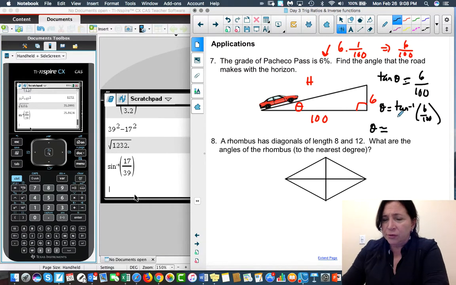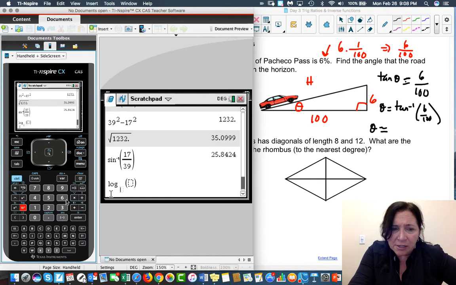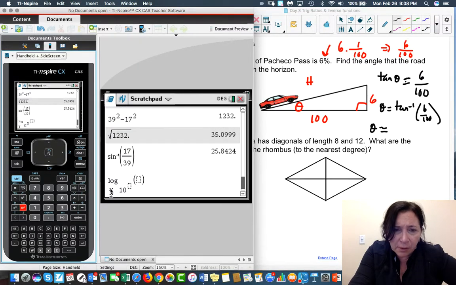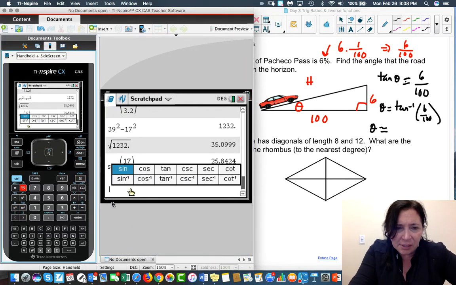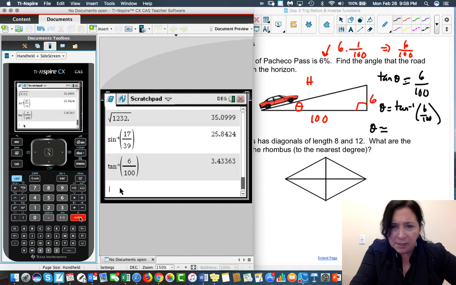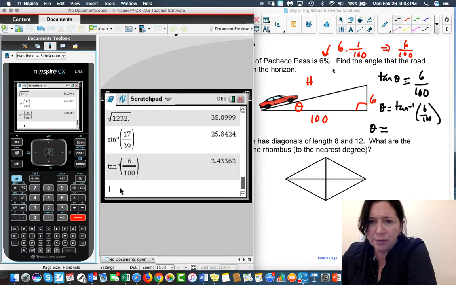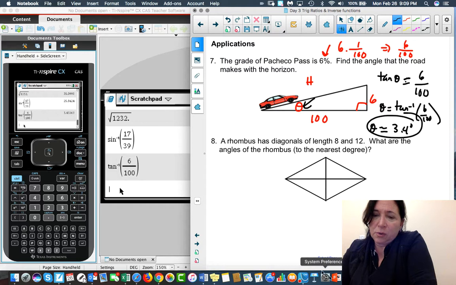And so I'm going to approximate that. I'm going to say, well, trig function, arctangent, okay, that's not what I wanted. Let's delete that. Arctangent, there it is, okay, of 6 divided by 100 is approximately 3.4 degrees. So it's about 3.4 degrees. So that's the grade of the road right there. That's kind of cool, actually.